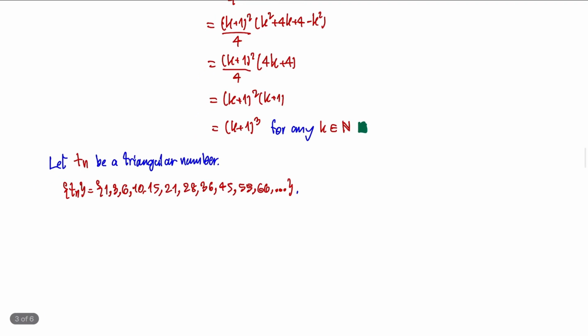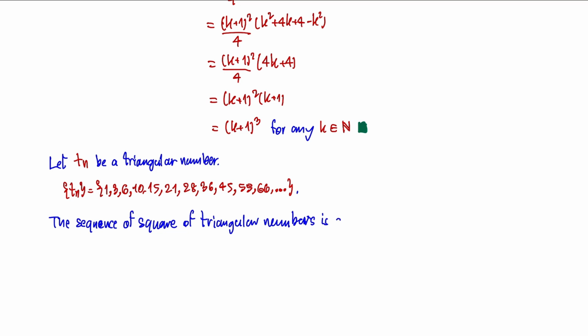And then we have the sequence of squares of triangular numbers. The sequence of squares of triangular numbers is given by T of n squared, equal to 1, 9, 36, 100, 225, 441, and so on. I don't have a calculator with me.